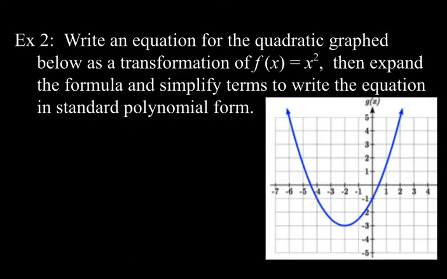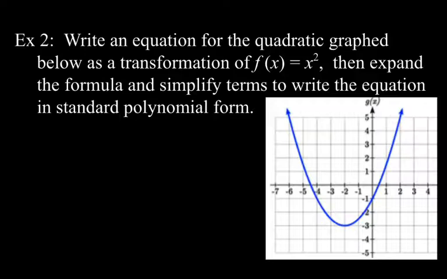And there it is. So example 2: write an equation for the quadratic graph below as a transformation of the parent function, or the toolkit function, f of x equals x squared. Then expand the formula and simplify the terms to write the equation in standard form. So two parts to this question. First, we want to find the equation as a transformation.